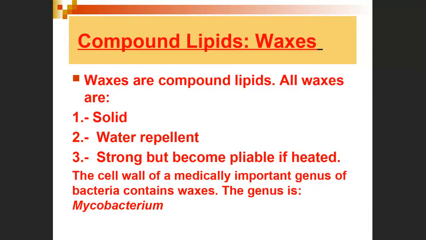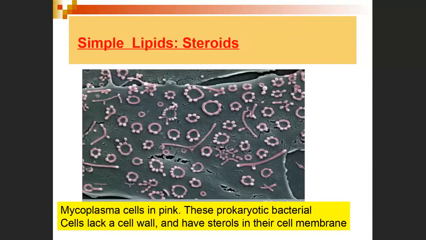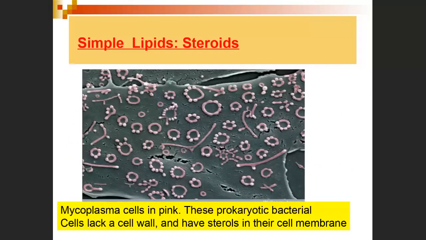Another group of lipids that's important in microbiology are called waxes. These are very water repellent, solid kinds of lipids that a specific genus of bacteria called Mycobacterium has, not to be confused with Mycoplasma, so keep those straight. Mycoplasma is the genus that has no cell wall. Mycobacterium is the genus that has a waxy cell wall.